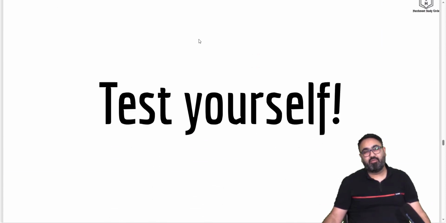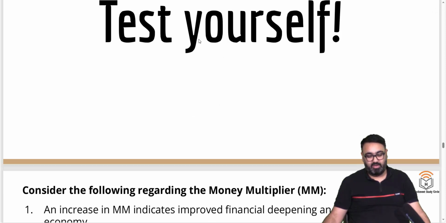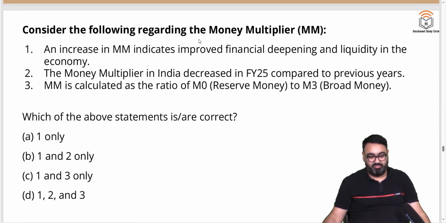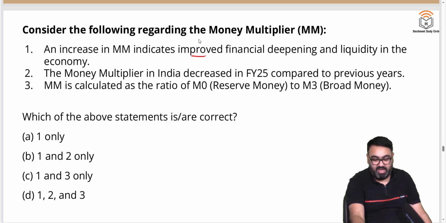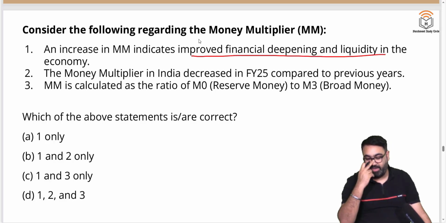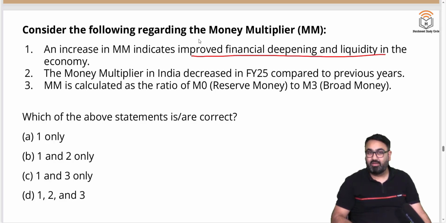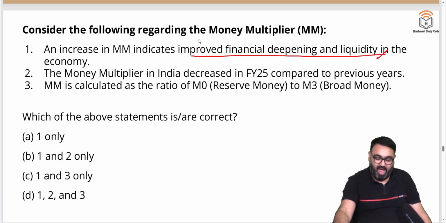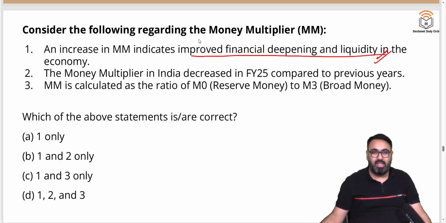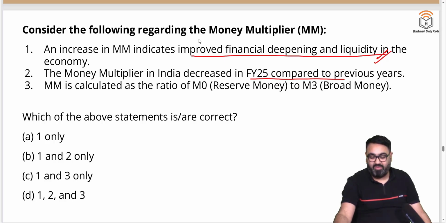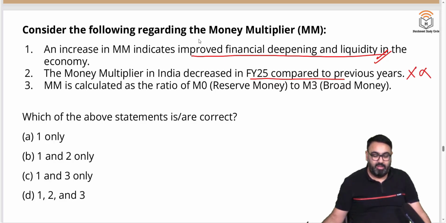Now, to test yourself, I have a few questions. Let's see if you can get them right. First, and see this carefully, consider the following regarding money multiplier. First, an increase in money multiplier indicates improved financial deepening and liquidity in the economy. Is it? Yes, we just discussed that. The higher the value of money multiplier, the higher is the liquidity in the market. Second, a money multiplier decrease indicates financial deepening. No, we just discussed it's the opposite. Money multiplier increase, so there was more liquidity in the Indian financial system.